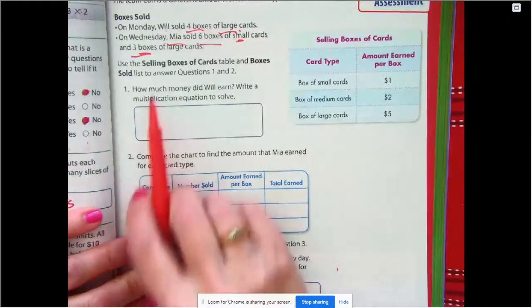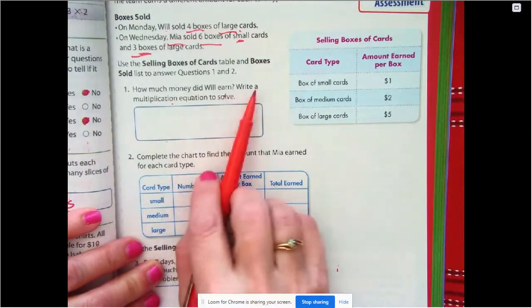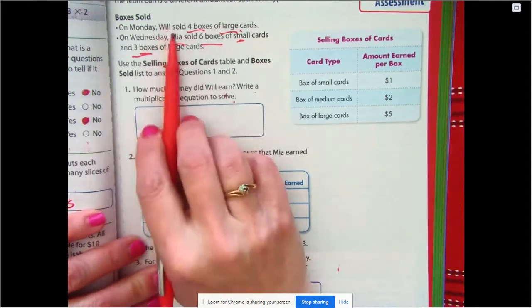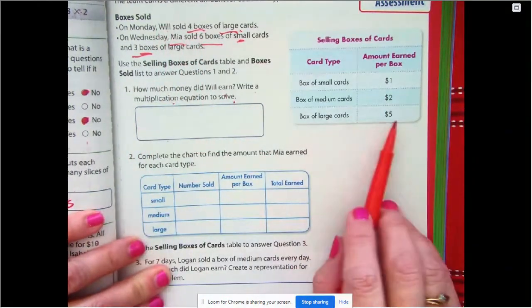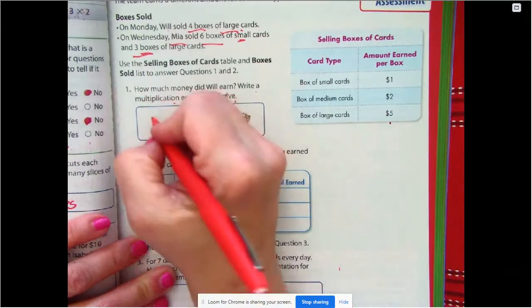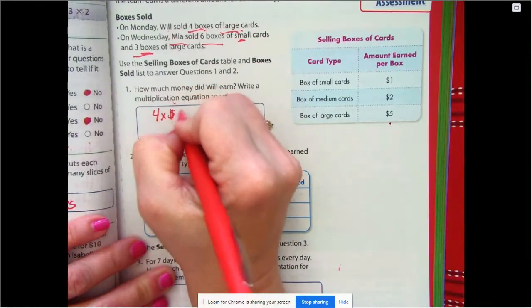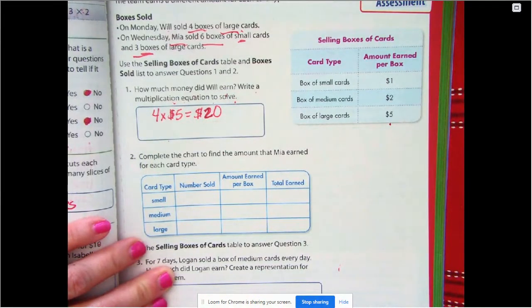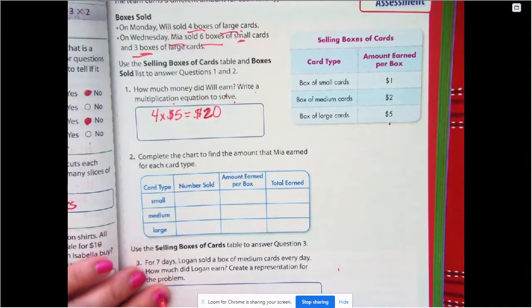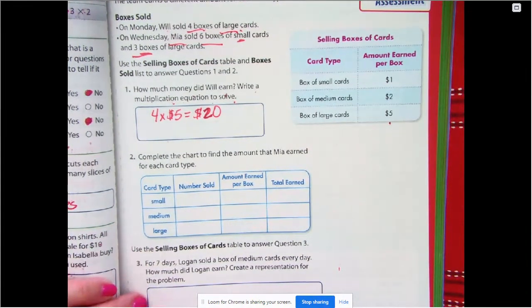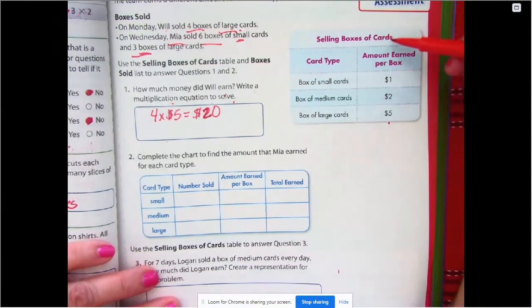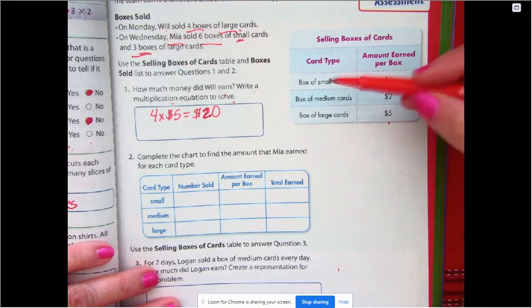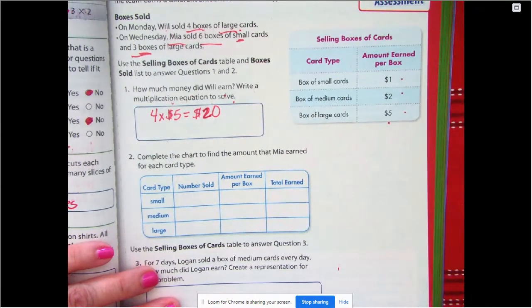Okay, so it says, how much money did Will earn? Write a multiplication equation to solve. He sold 4 boxes. 4 boxes at $5 each means he got $20. So we're going to be using this little box right here, the selling boxes of cards. It tells us how much each one costs, and then we're going to multiply that by how many they sell of the types.